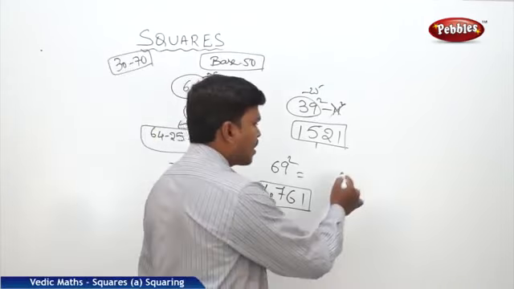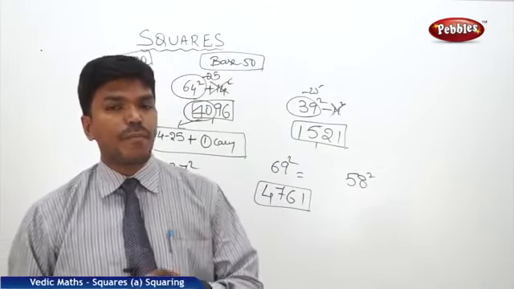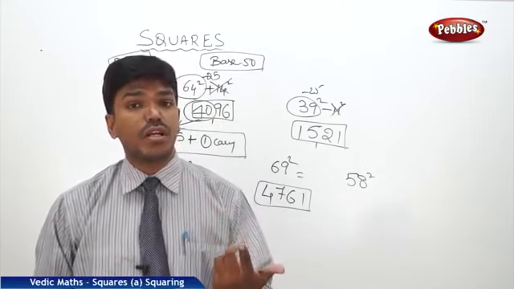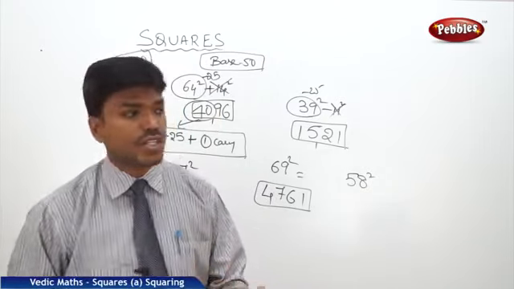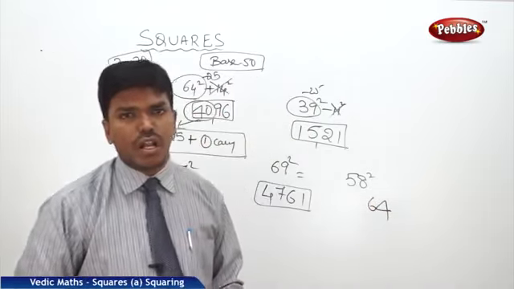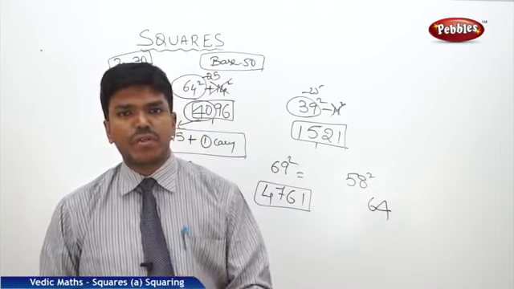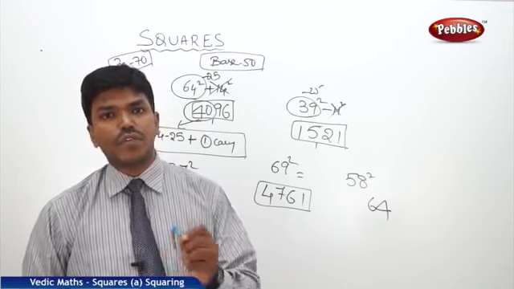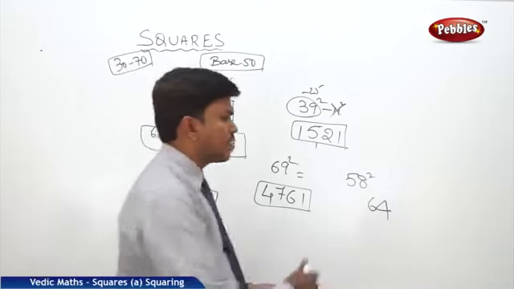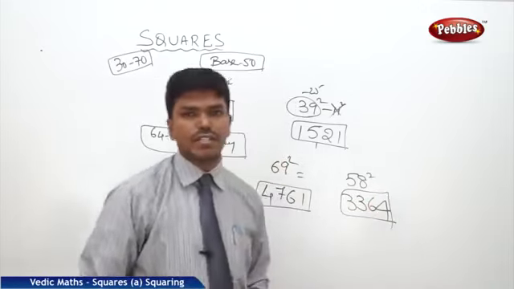Suppose you need to find the square of 58. Compare with the base 50. Is it more or less? It is more. How much more? 8. What is 8 square? 64. So this time no carrying, simply drop 64. Now to get the left side part, subtract 25 from 58. The answer is 33. So the answer is 3364. Directly you can put it like this.